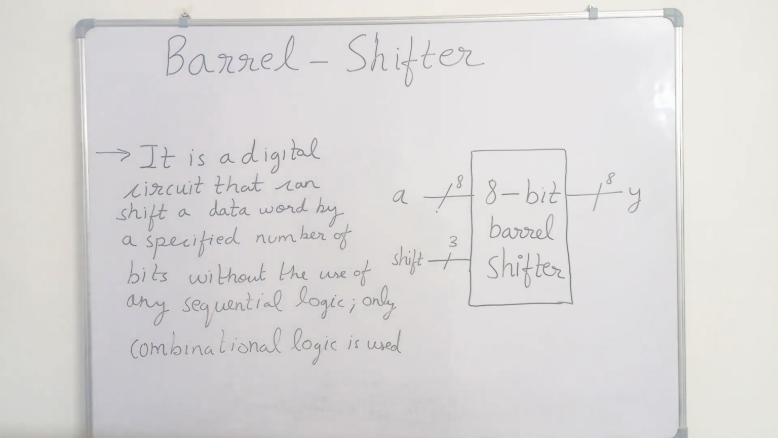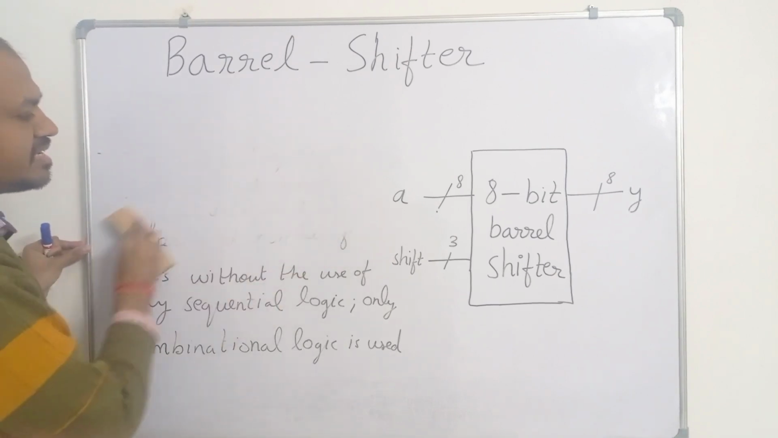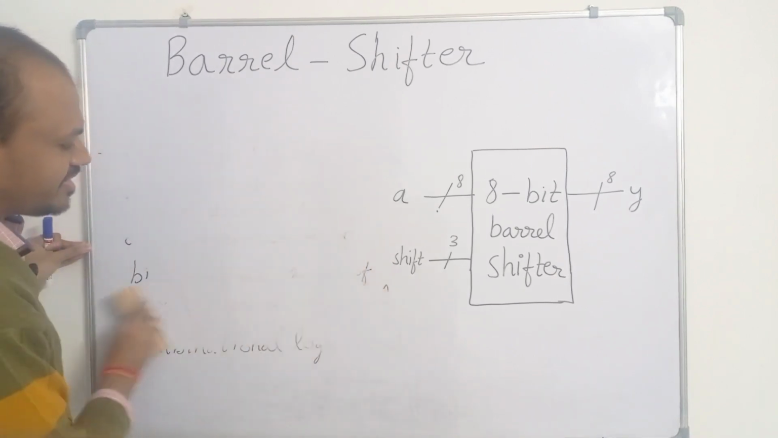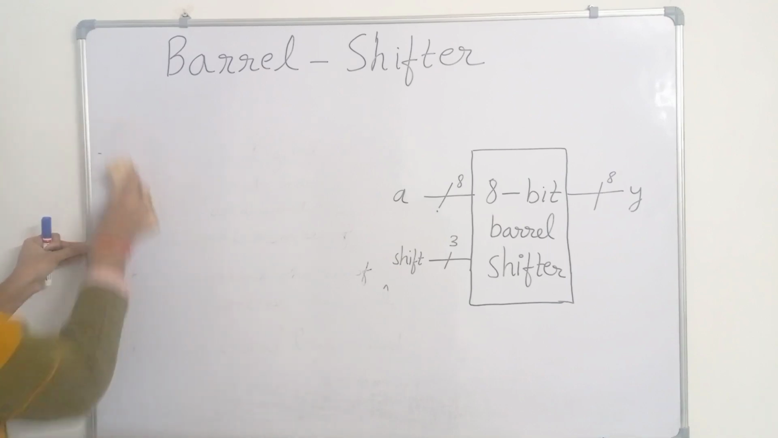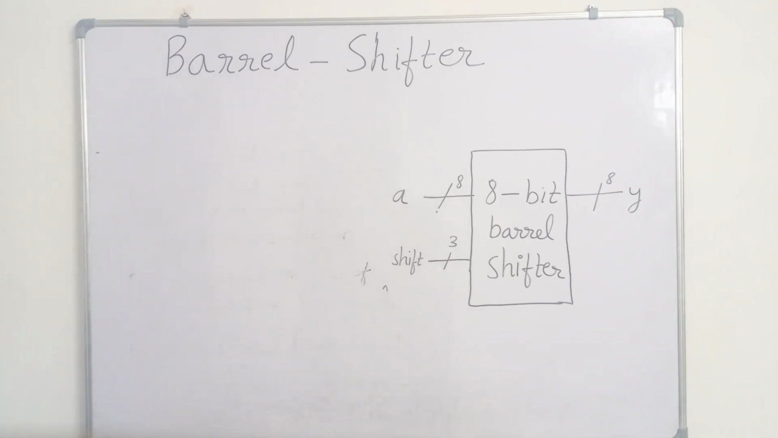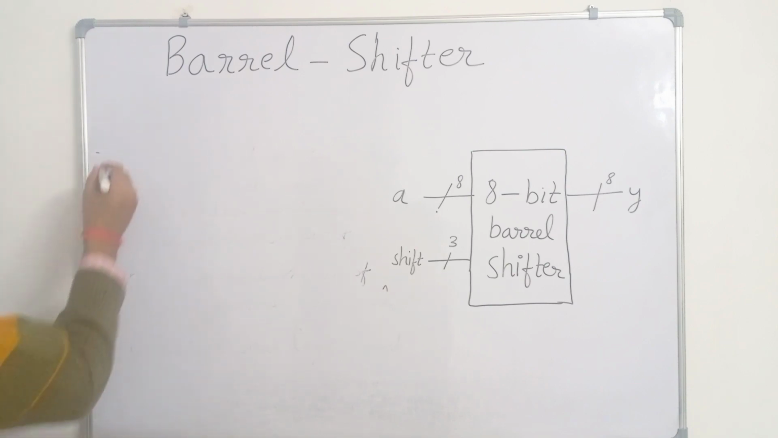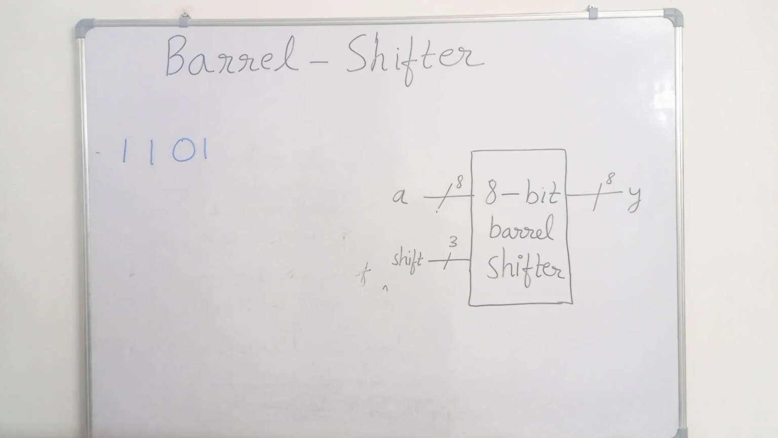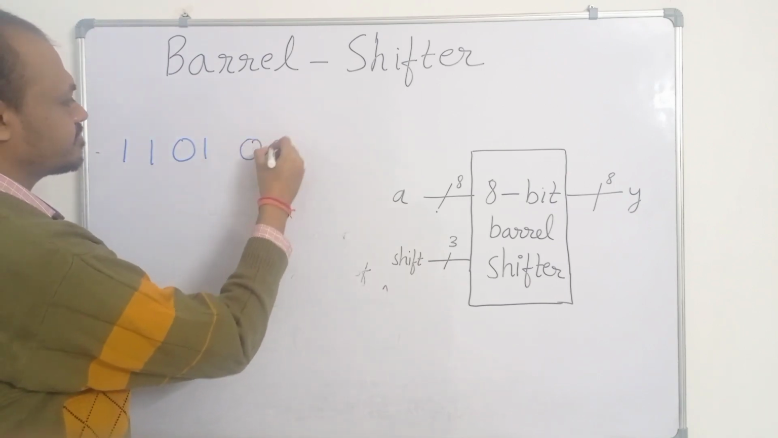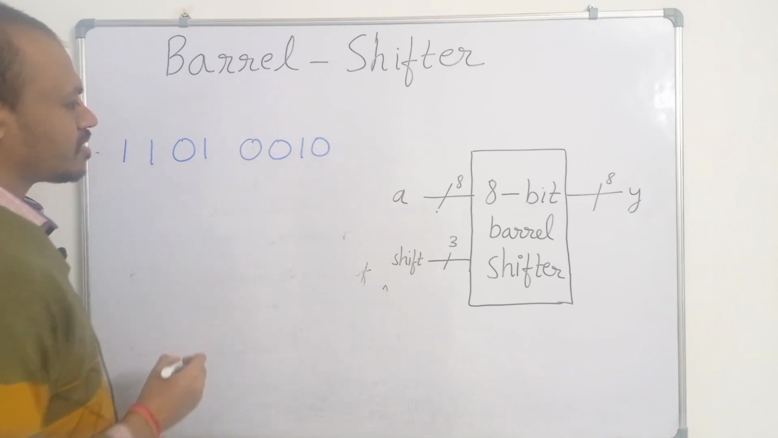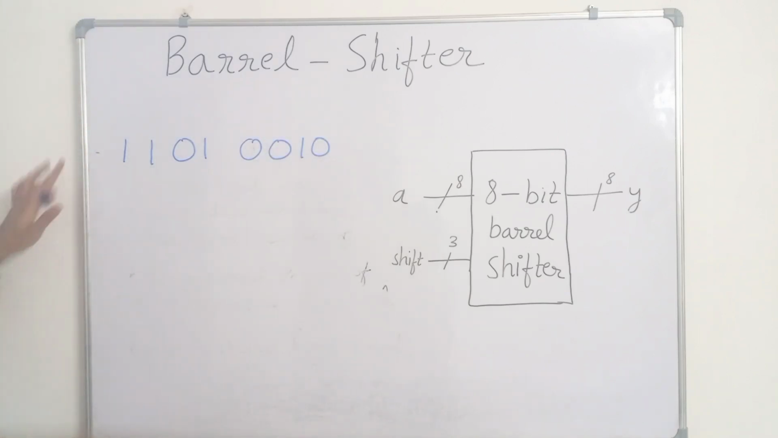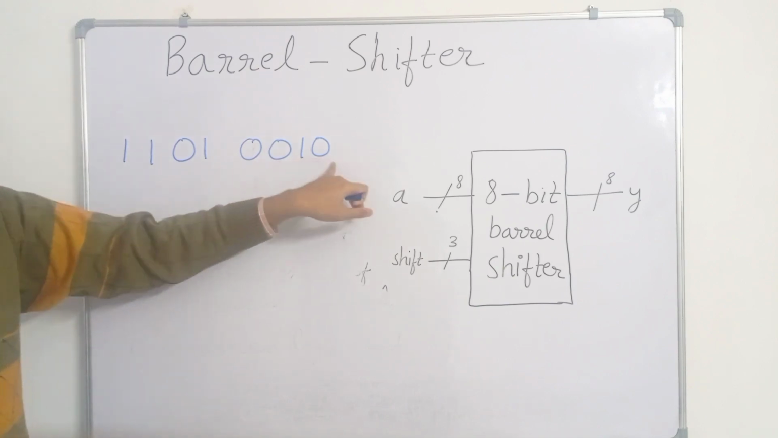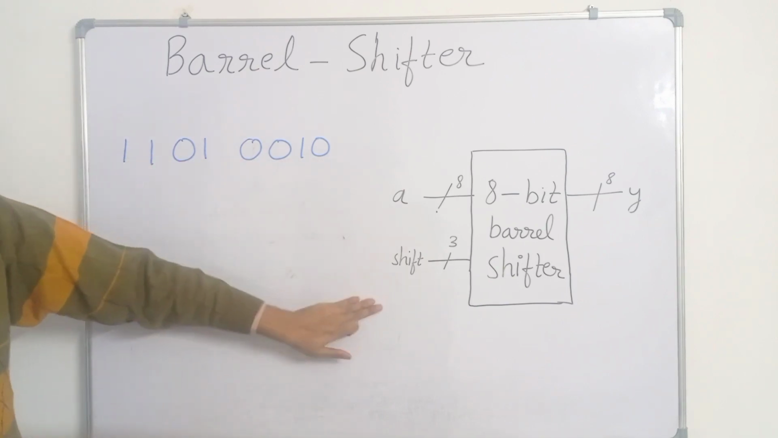Now let us see the truth table of this barrel shifter. I am taking an example. Let's say the input is 1101 and 0010, so this is an 8-bit input.